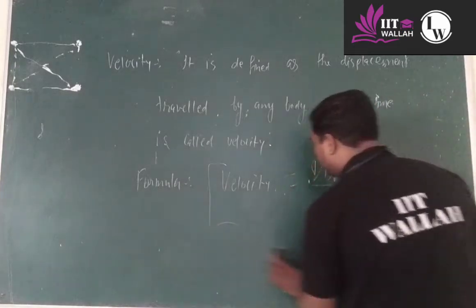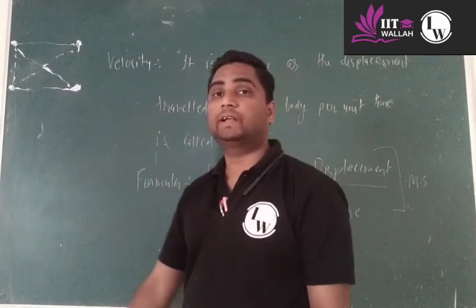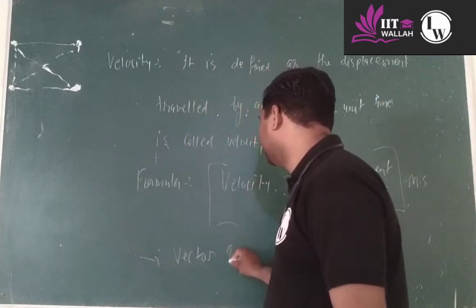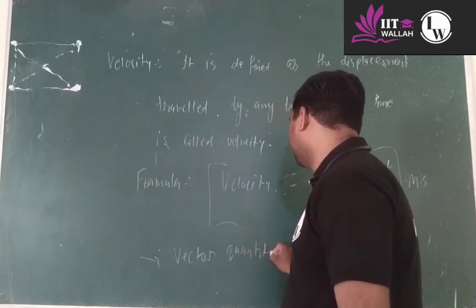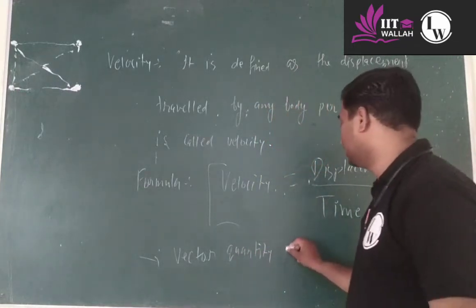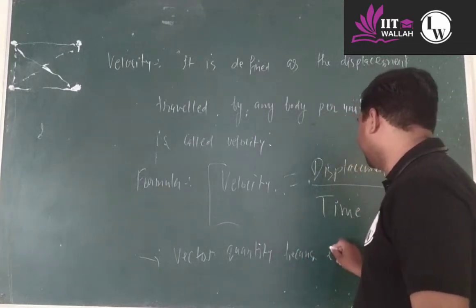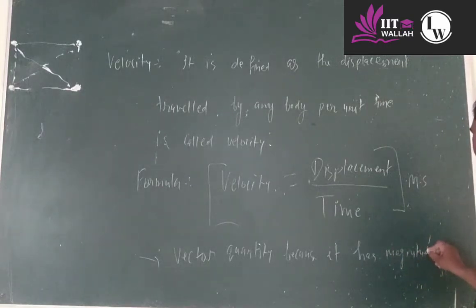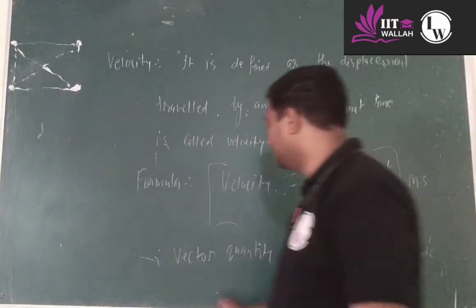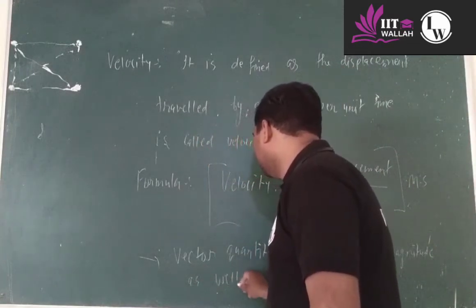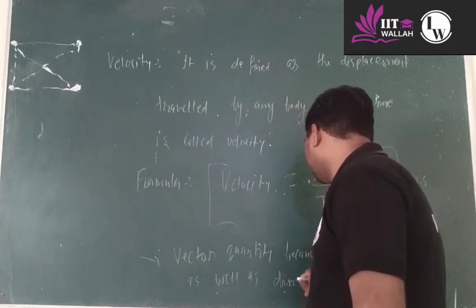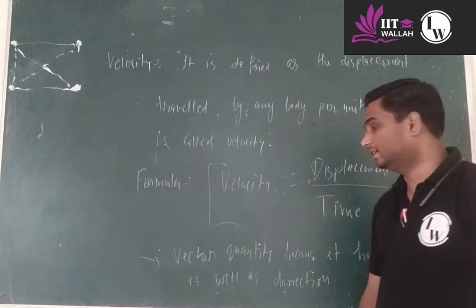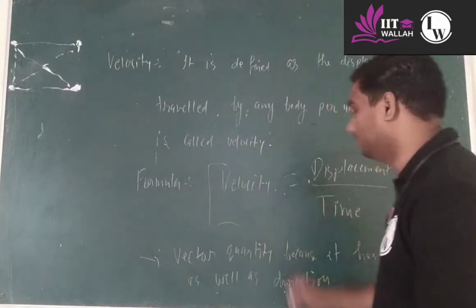Now you have to know another thing. Velocity is a vector quantity. It is a vector quantity because it has magnitude as well as direction. Okay. Now I think it will be clear to all of you.